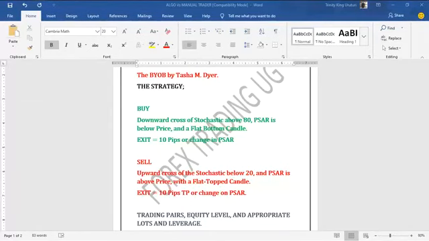So, quickly, according to Tasha M. Dyer, the author of this strategy, for a buy entry we're only going to be using three indicators. The stochastic with settings 14, 3, 3, the PSAR with the default settings 0.02 and 0.2, and then we're going to use the Heikin Ashi candles, whose mathematical algorithm I've incorporated into the trading robot that I've written.